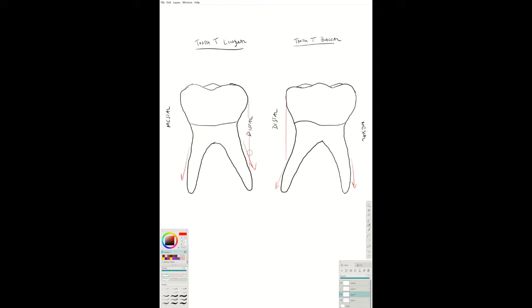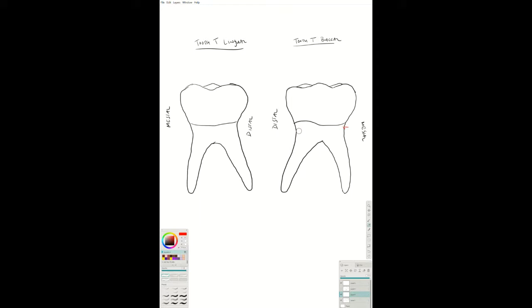And then the other aspect of this, let me just clean this up here. The other aspect that makes it a little bit different is just that cinched CEJ, where the CEJ is really pushed in towards the midline, where the root and the crown are meeting at the CEJ. We're really getting this cinched look to the tooth, where it's really pinching in towards the midline.